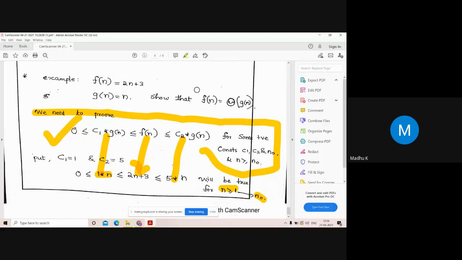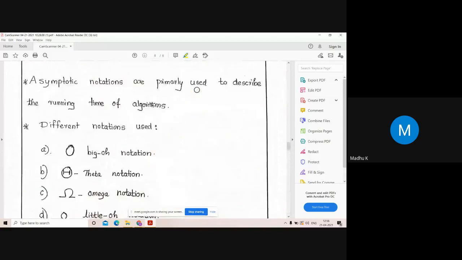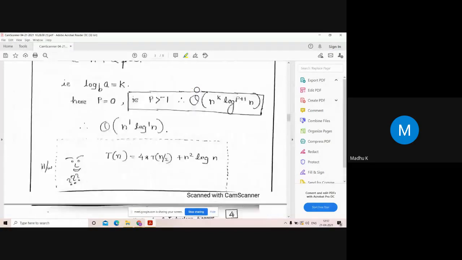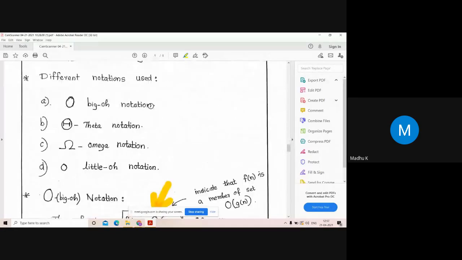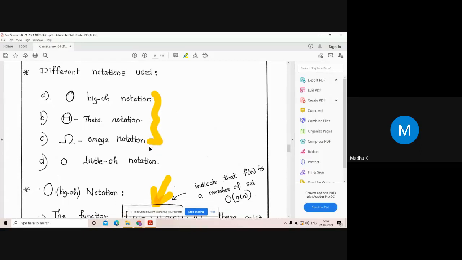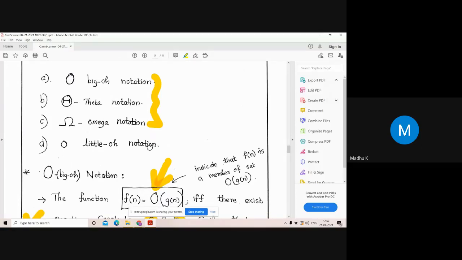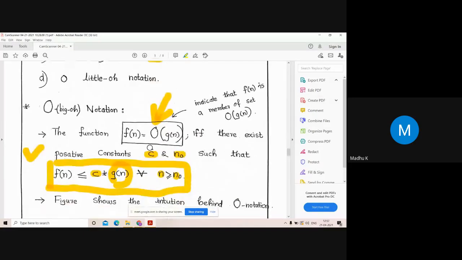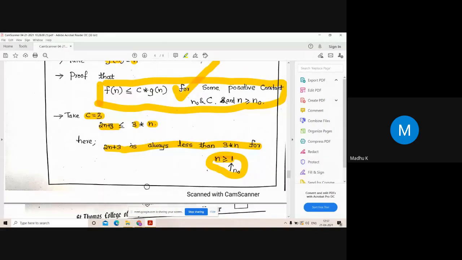In this class we familiarized ourselves with the three types of notation. We discussed the three notations, their definitions, their graphical meaning, and an example of how to prove f of n belongs to g of n. In the next class, we will discuss some more examples. Okay, thank you.